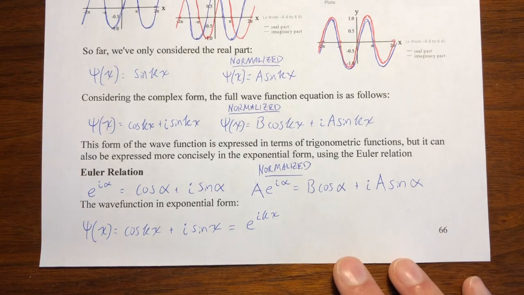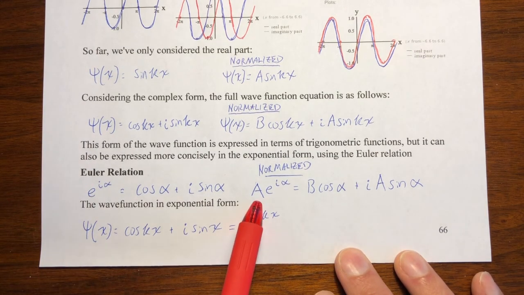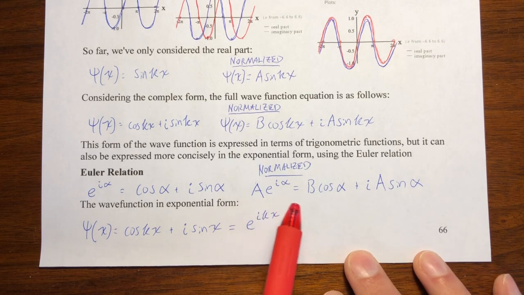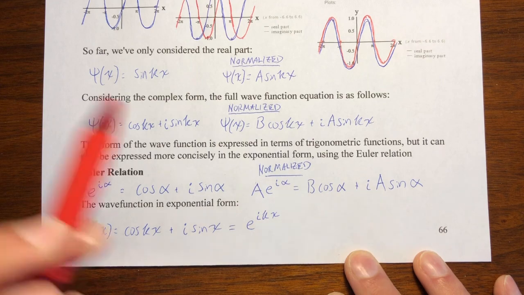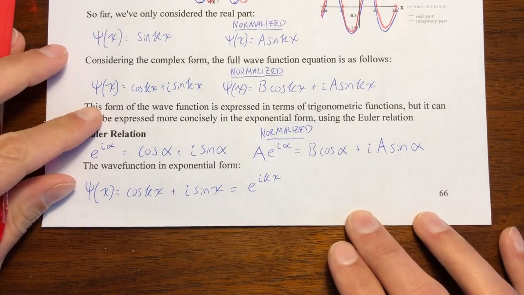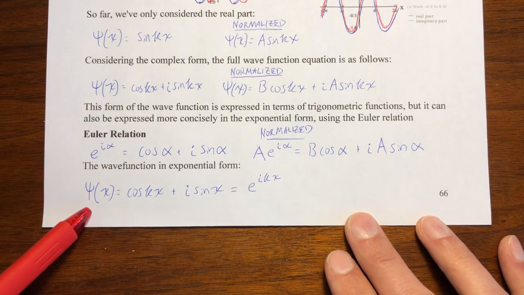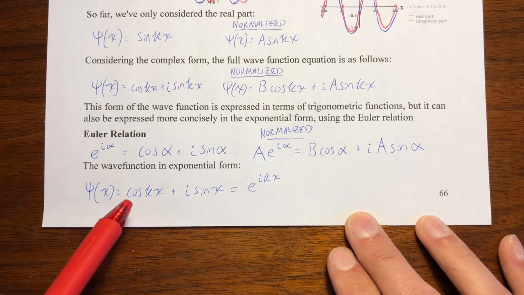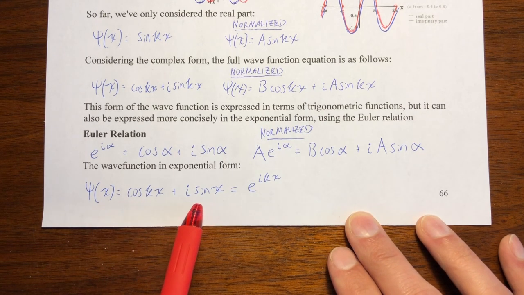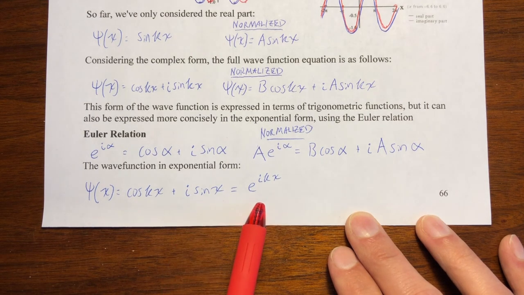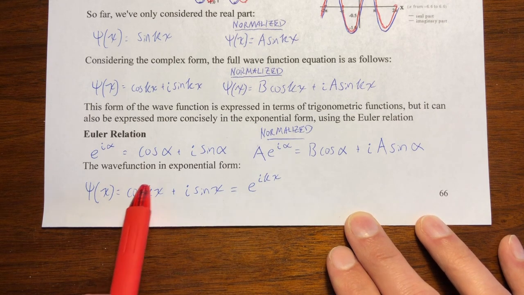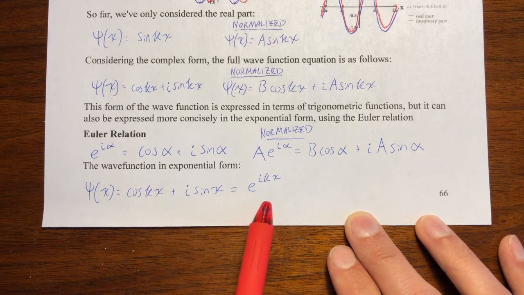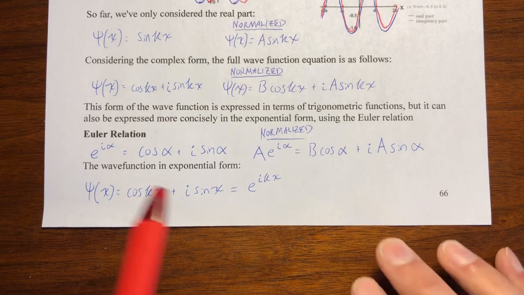And so, when normalized, if we had A e raised to the i alpha, that would be equal to b cosine alpha plus i a sine alpha. And so we can take our wave function and rewrite it in exponential form. So psi of x is equal to cosine kx plus i sine kx, which is also equal to e raised to the power of i kx. So it takes the imaginary component and the real component, squashes them together, and really just gives you a more simple equation to deal with.